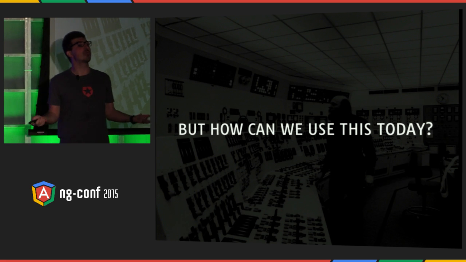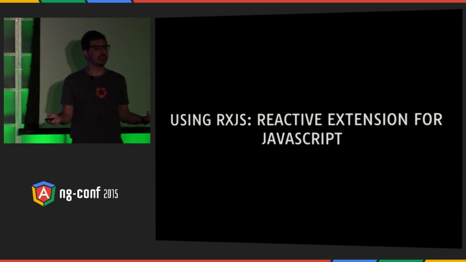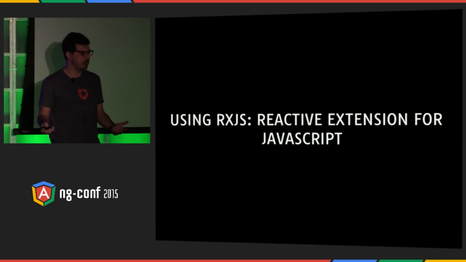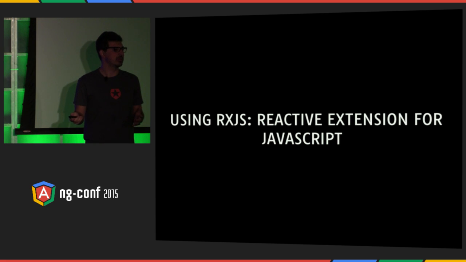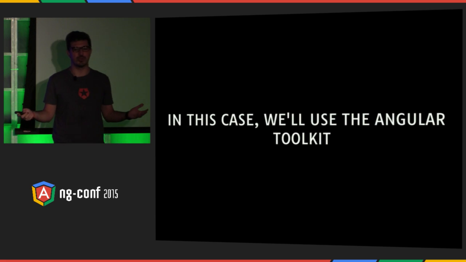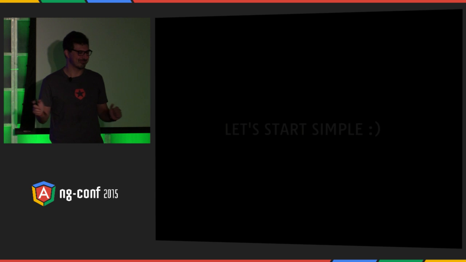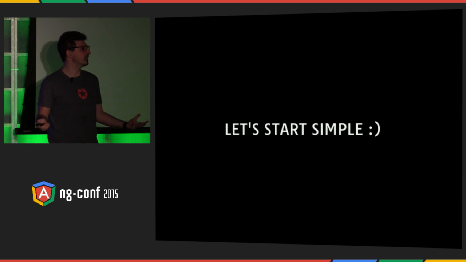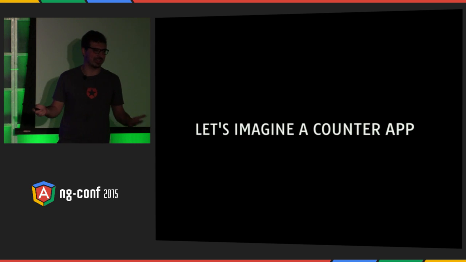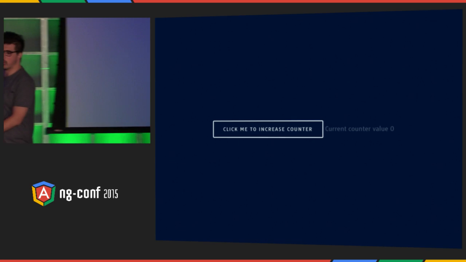So how can we use it today? As Ben was saying, we can actually use it today by using RxJS. And of course, we're in ng-conf, so we'll be using the Angular toolkit, right? So let's start simple. Let's start with a counter. It's like a hello world for observables. Let's see how it works.